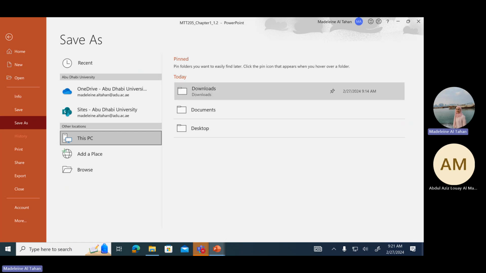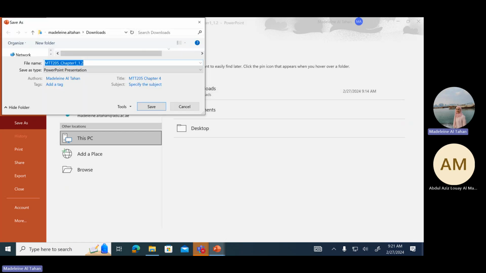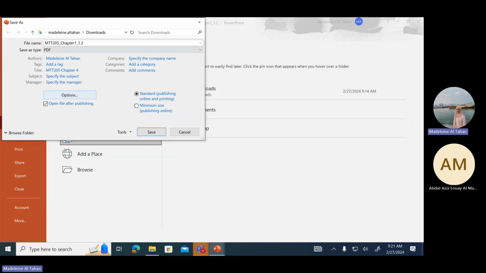Again, we did not finish chapter 1 yet. We still have one section, which is about models. And we said that this section we will do it on Thursday as group work.